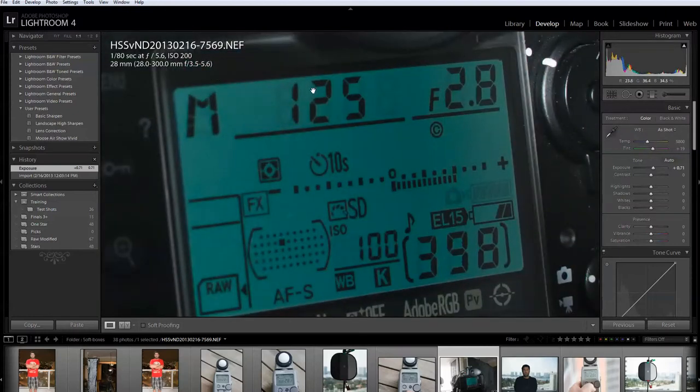2.8, ISO 100, 1/25 of a second. Now I was able to get to 1/25 of a second from 1,000 because it's a 3-stop neutral density filter. If you do the math, half of 1,000 is 500, so that's 1 stop. Half of 500 is 250, so that's 2 stops. Half of 250 is 125, so that's 3 stops.